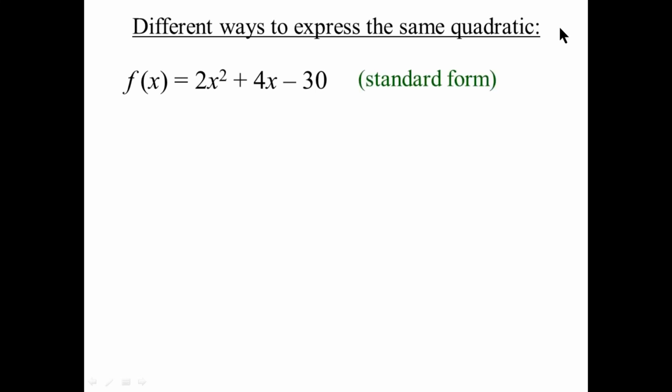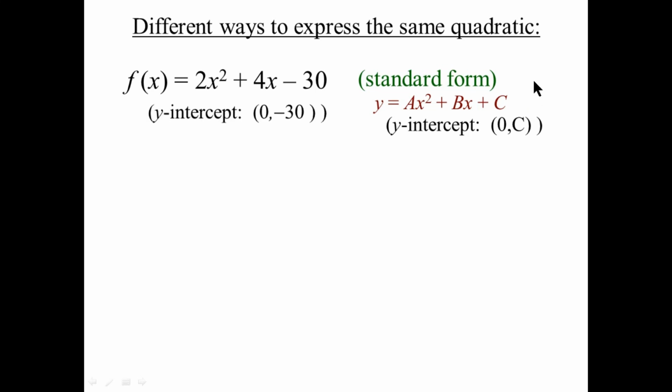There are different ways to express a quadratic relation. There's this form, which is called standard form. It's when all the terms are separated: a number of x squareds plus a number of x's plus a constant term, ax squared plus bx plus c. And it yields a piece of information. It tells us about the y-intercept. This number on the end is the y-intercept. It's 0, c. And so in this particular case, the y-intercept is 0, -30.